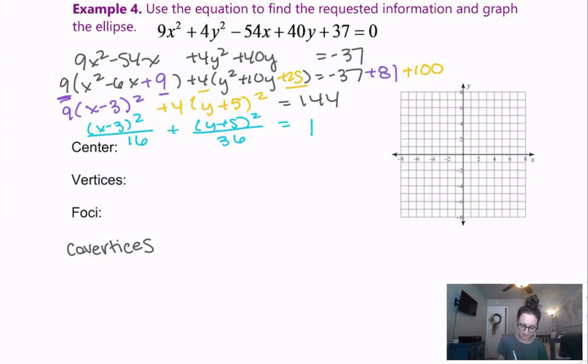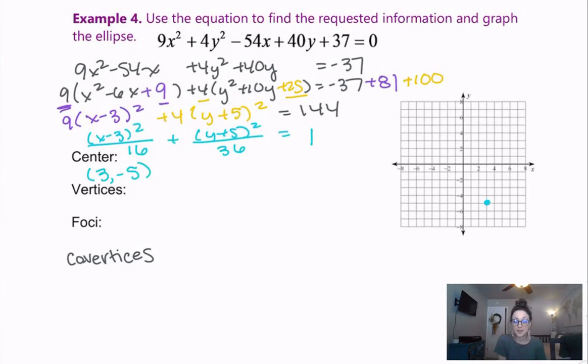The center is going to be positive 3, negative 5. So now for the vertices, we need to decide, is our major axis horizontal or vertical? What do you say? It's going to be vertical because 36 is larger than 16 and 36 is under the y. Okay, so in this case, A is going to be 6, square root of 36, and B is going to be 4, square root of 16.